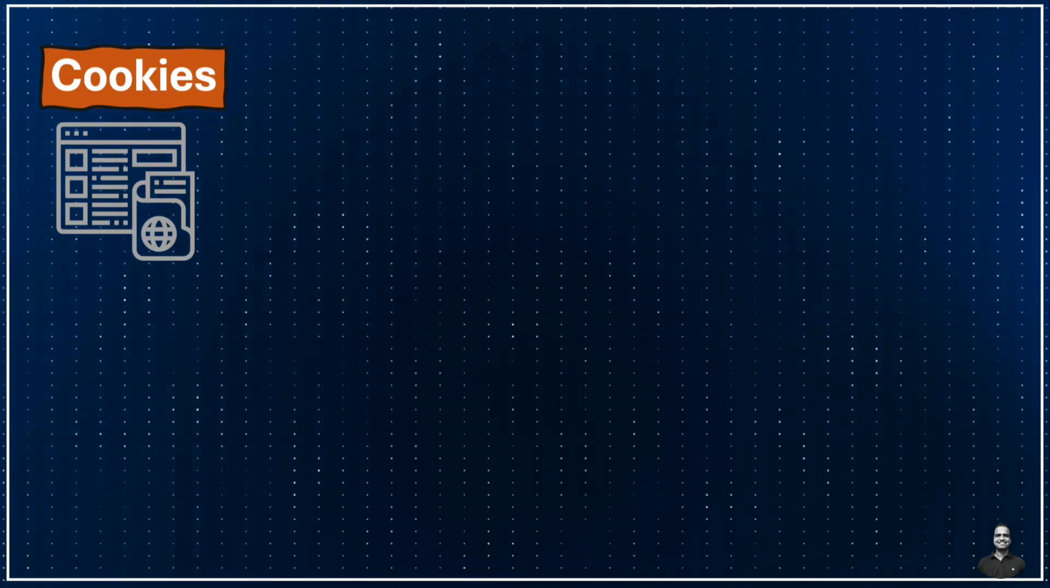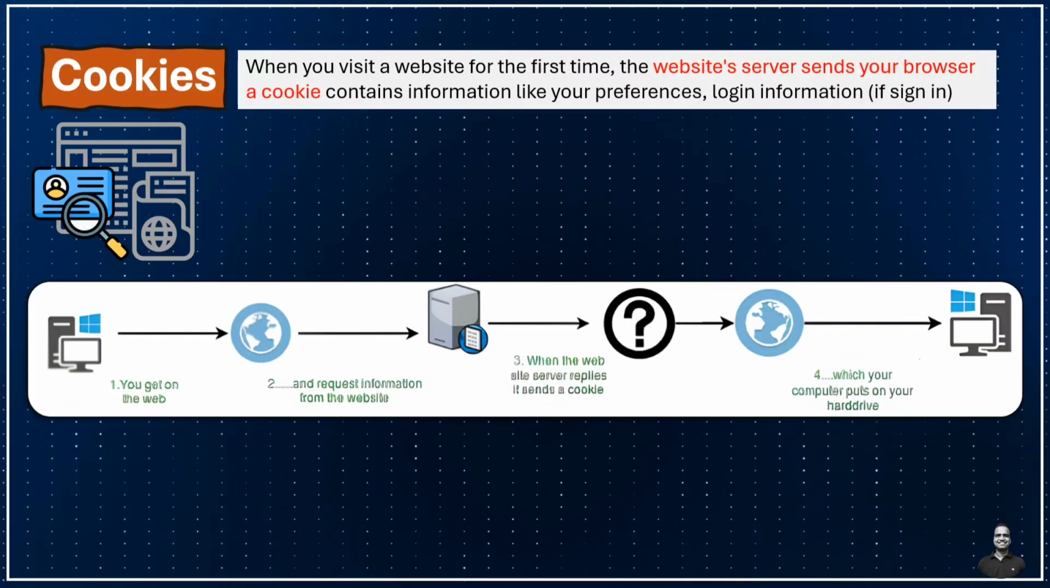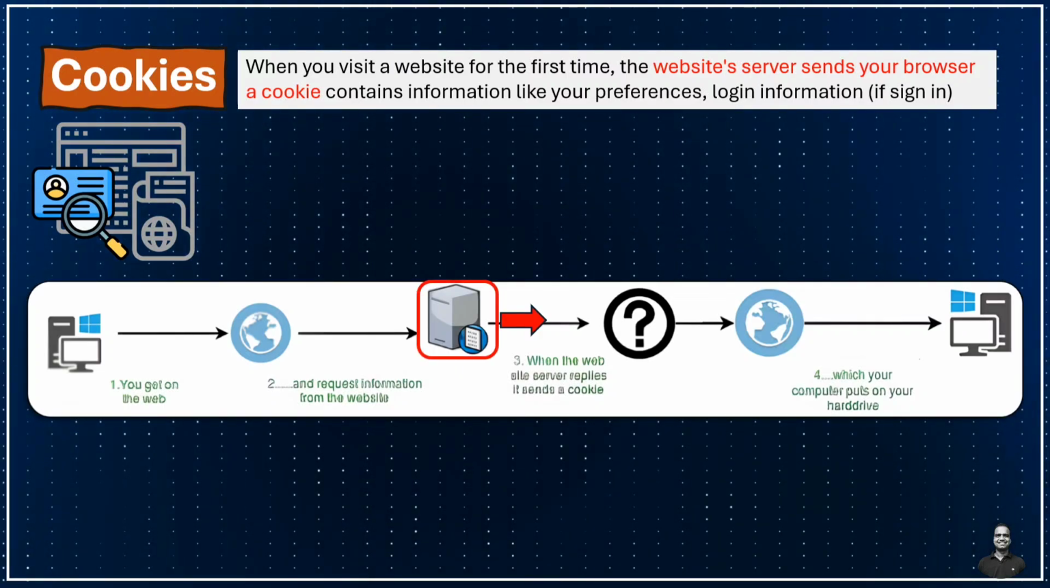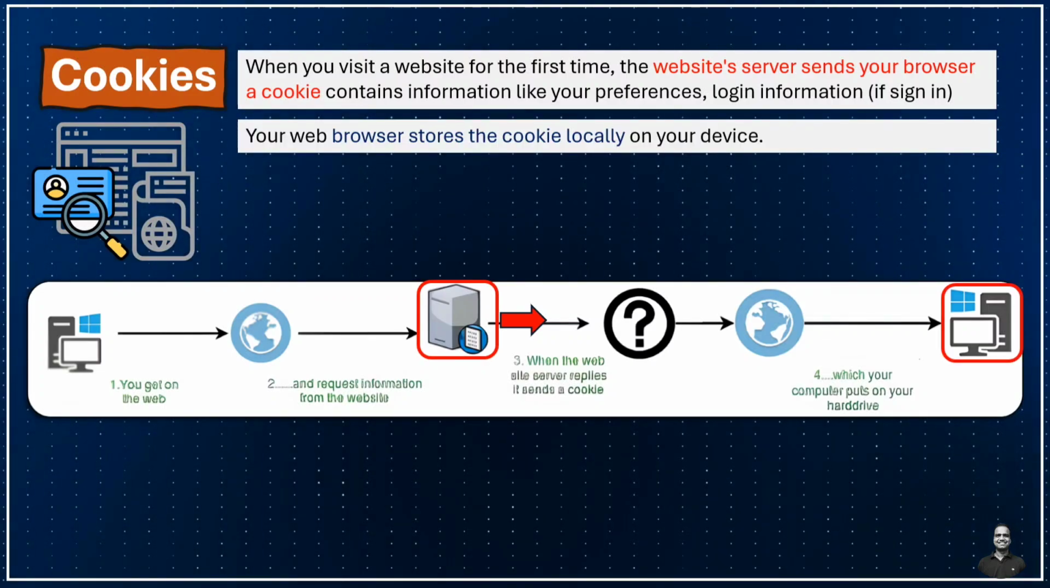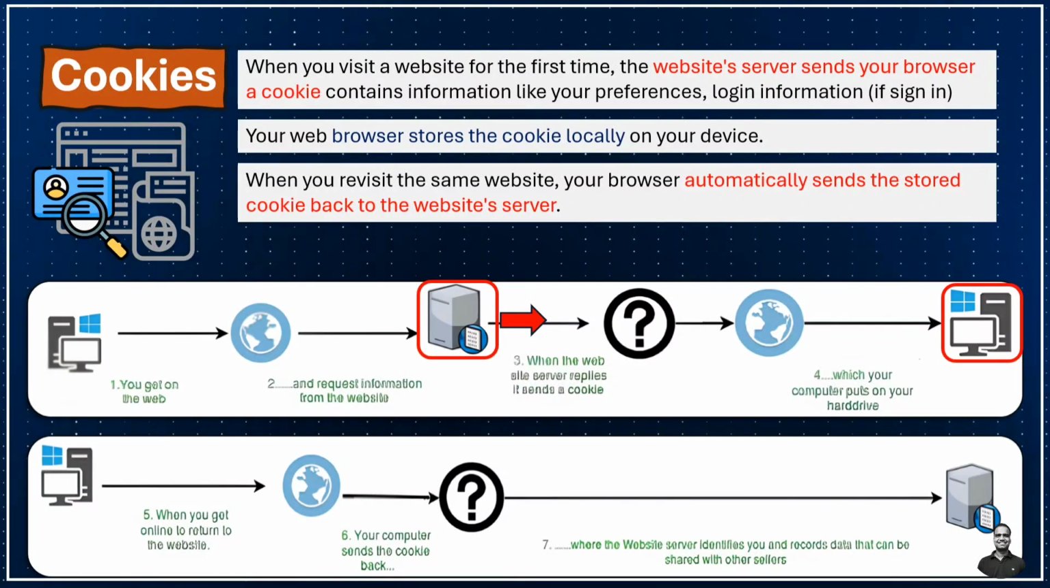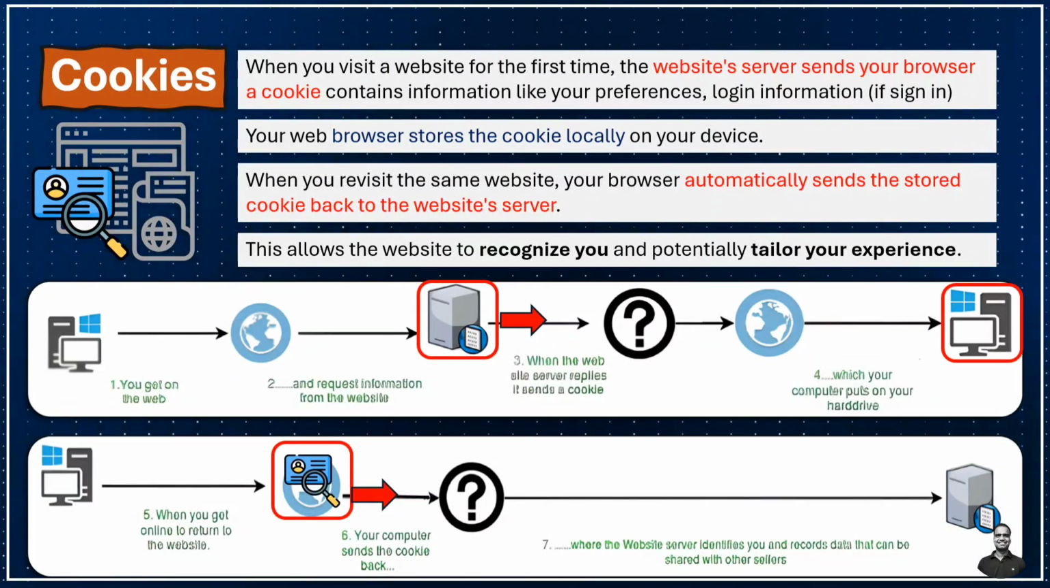What are cookies? A cookie is a file that stores information that identifies an entity. When you visit a website for the first time, the website server sends your browser a cookie. This cookie contains information like your preferences, login information if you sign in, or even just a random identifier for your visit. Your web browser stores the cookie locally on your device. When you revisit the same website, your browser automatically sends the stored cookie back to the website server. This allows the website to recognize you and potentially tailor your experience based on the information stored in the cookie, right?